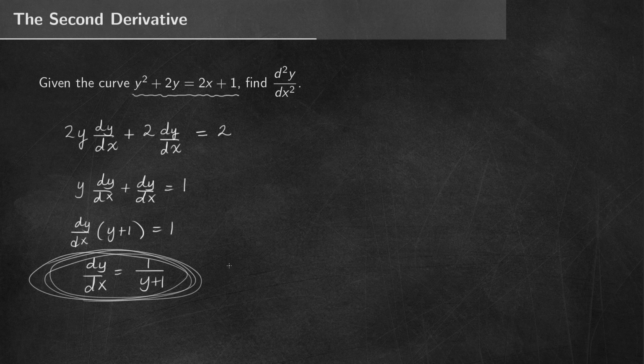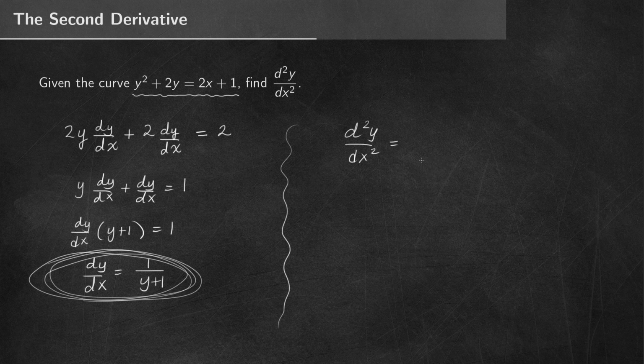On the left, I want the derivative of dy/dx. The derivative of dy/dx is d squared y over dx squared, my second derivative. Equals. Now on the right, I have to take the derivative of 1 over y plus 1. There's a couple ways we can do this. We can use the quotient rule, or we can write 1 over y plus 1 as y plus 1 to the power negative 1 and use the power rule combined with the chain rule. I think it'll be easier to just go ahead and do quotient rule, so that's what I'm going to choose.